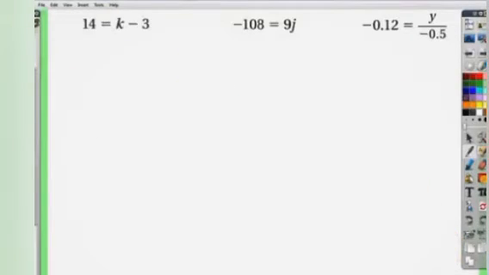All right, first up, 14 equals k minus 3. We're going to get k by itself. We get rid of all numbers and anything else that's not k. You would add 3 to both sides. It's direct, it's to the point. And why not? Bam.